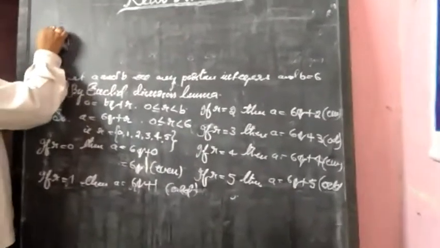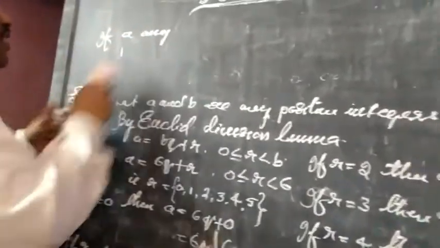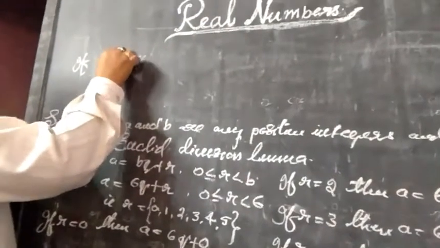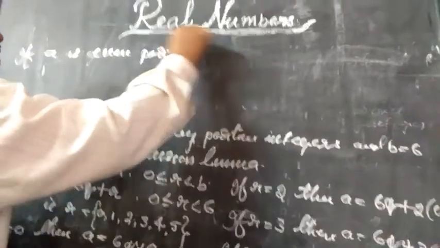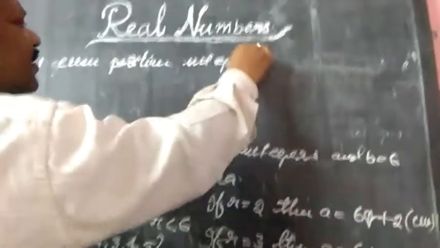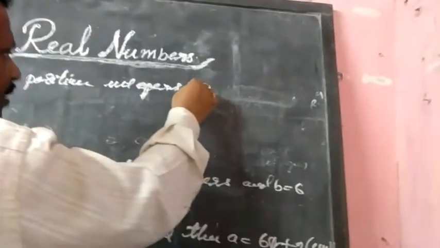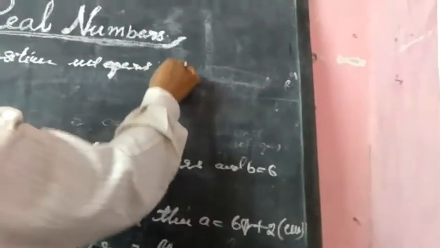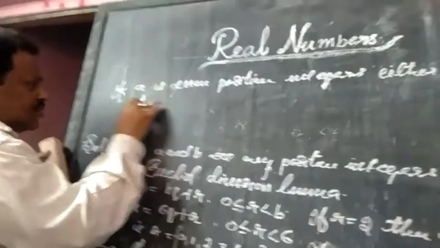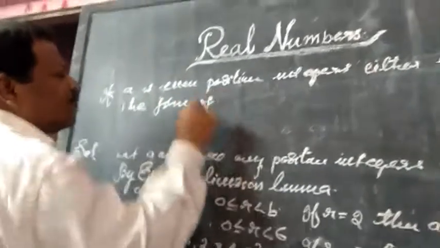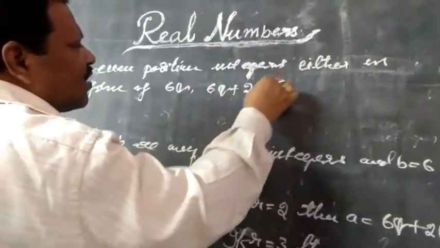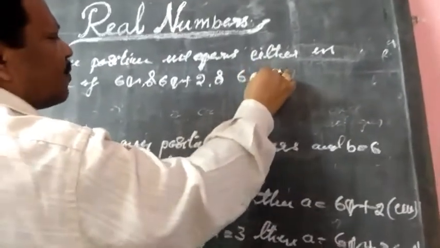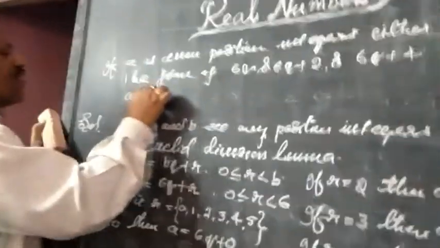Therefore, if a is an even positive integer, it is either in the form of 6q plus 2 or 6q plus 4, where q is some integer.